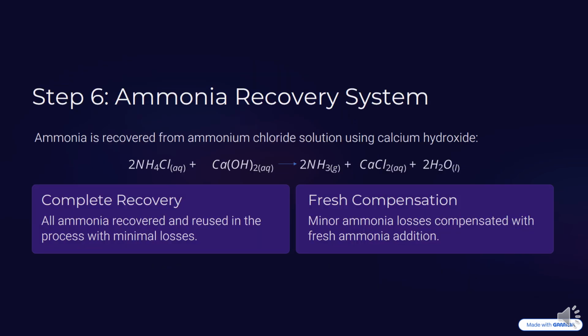Dear students, then comes step 6, ammonia recovery system. Ammonia is recovered from ammonium chloride solution using calcium hydroxide. Ammonium chloride reacts with calcium hydroxide to produce 3 compounds: ammonia, calcium chloride and water. This ammonia is one of the raw materials used during Solvay's process. All ammonia is recovered and reused in the process with minimal losses. Fresh compensation: minor ammonia losses are compensated with fresh ammonia addition.